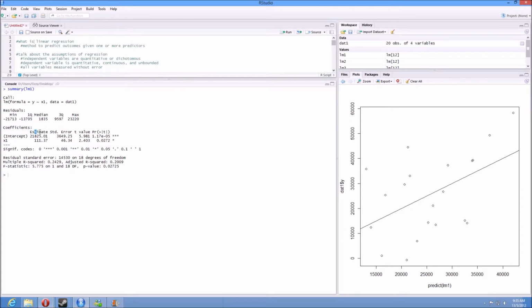So first of all, here's our estimate. Our estimate is showing a significant intercept where we'd expect, when x1 equals 0, our value of y should be approximately 21,000. And we're seeing a standard error of 3,600, and this is showing basically our uncertainty about how close we are to that 21,000. And we have a p-value that's significant at the 0.001 level. And what this is showing us is that there's a very small chance that this data would be observed if the null hypothesis were true.